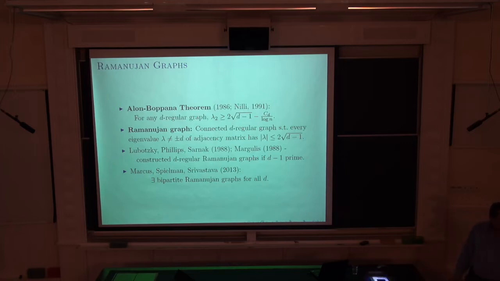Of course, d we always have. An eigenvalue of minus d represents that the graph is bipartite. So bipartite graphs are allowed in this definition, but they are a special subcategory. But all other eigenvalues should stay in this interval.